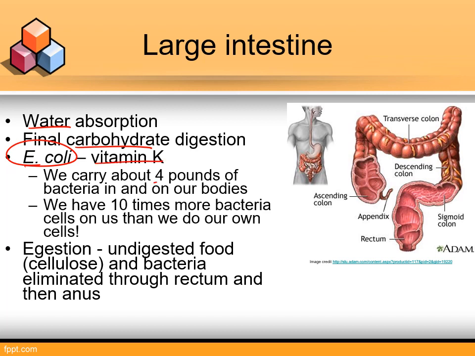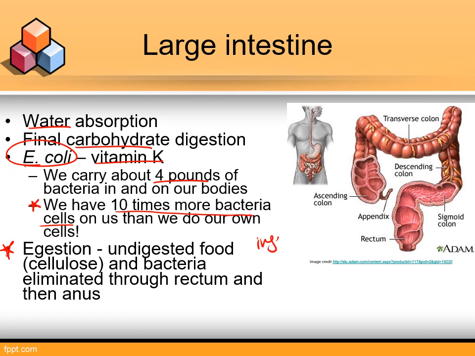Here's an amazing thing. We've got just about 4 pounds of bacteria in and on our bodies. There are 10 times more bacteria cells on us than our own cells, but they're way, way smaller. And so even though the bacteria cells are greater in number, our own cells are actually greater in mass and biomass. But it's a crazy thing to think about, that we're 10 times more bacteria cell than we are human cell.